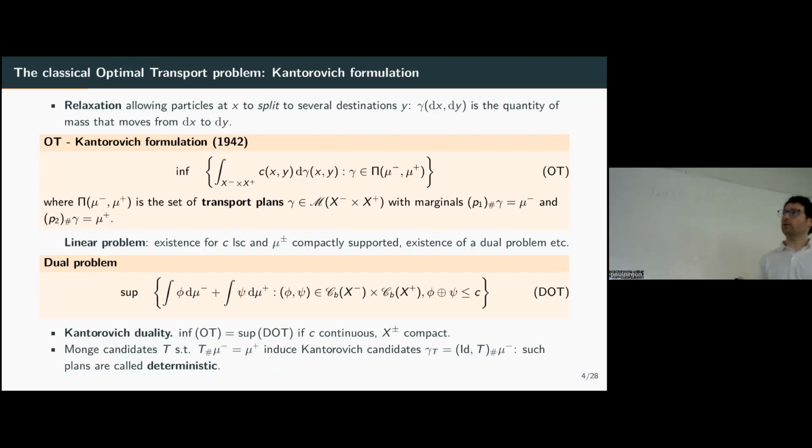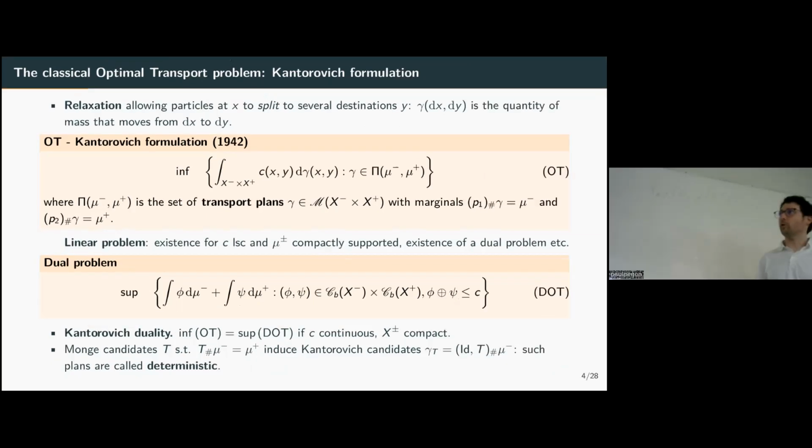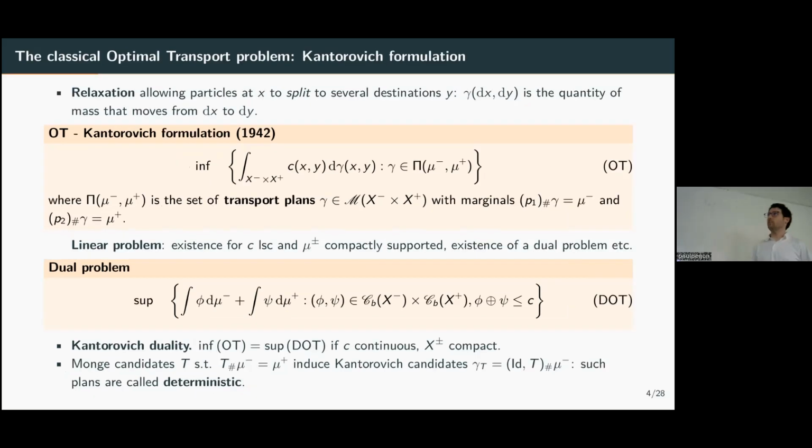And the condition that gamma goes from mu minus to mu plus is saying that it is a transport plan. So its first marginal is mu minus, and its second marginal is mu plus. What does it mean? It means that if you take gamma and you project it on the first component, on the mass, you should recover mu minus, and you push the mass of gamma to all the destination points, to the second component, you should get mu plus.